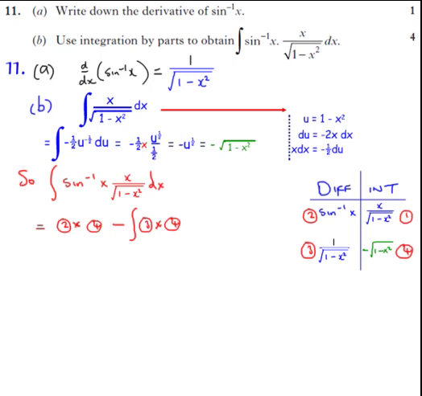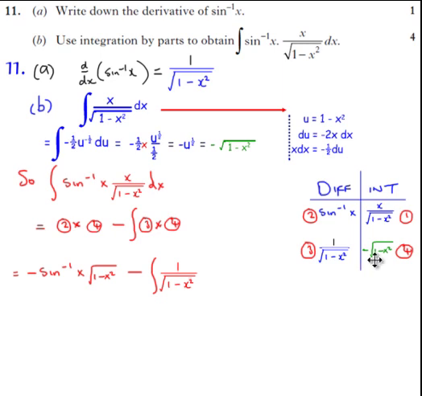So the integration by parts formula tells us to work out 2 times 4 minus the integral of 3 times 4. Position 2 is sine inverse of x, times position 4, negative the square root of 1 minus x squared. So when we multiply them together, we get a negative sine inverse of x times the square root of 1 minus x squared.